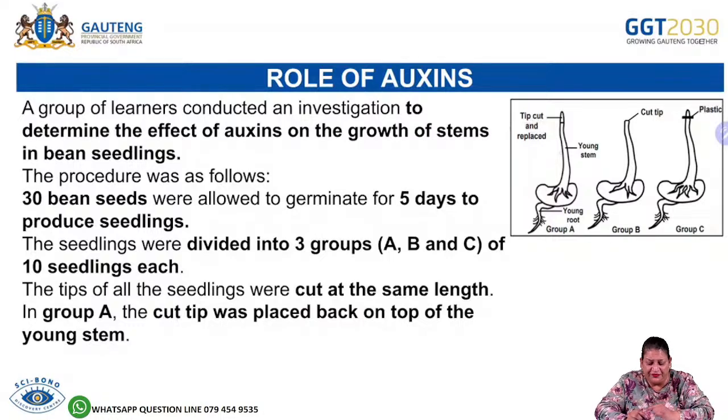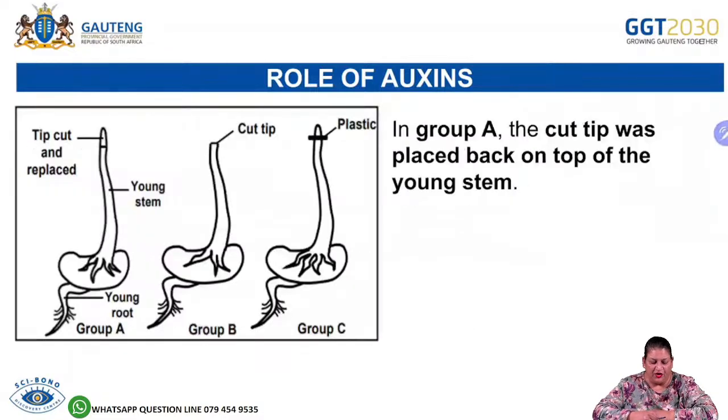So if in the first group A, all the tips were cut, we are actually removing the auxins. And then once we removed it, they replaced it. So that is group A. Okay, now let us look at group B. In group A, the tip was cut and replaced back onto the top of the stem. Now we're going to see in group B exactly what happens.